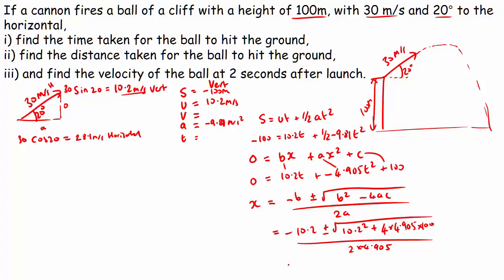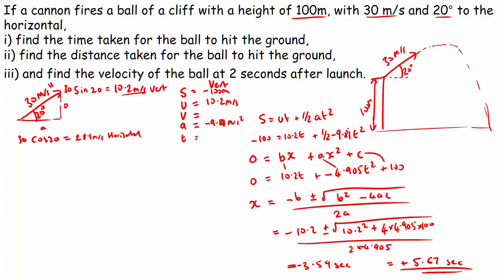Okay, so if I'm very careful with my pluses and minuses as I work through this, I get two different values. I get a value of minus 3.59 seconds, and I get a value of positive 5.67 seconds, and it's the positive value I'm interested in. The negative value is at minus 3.59 seconds.